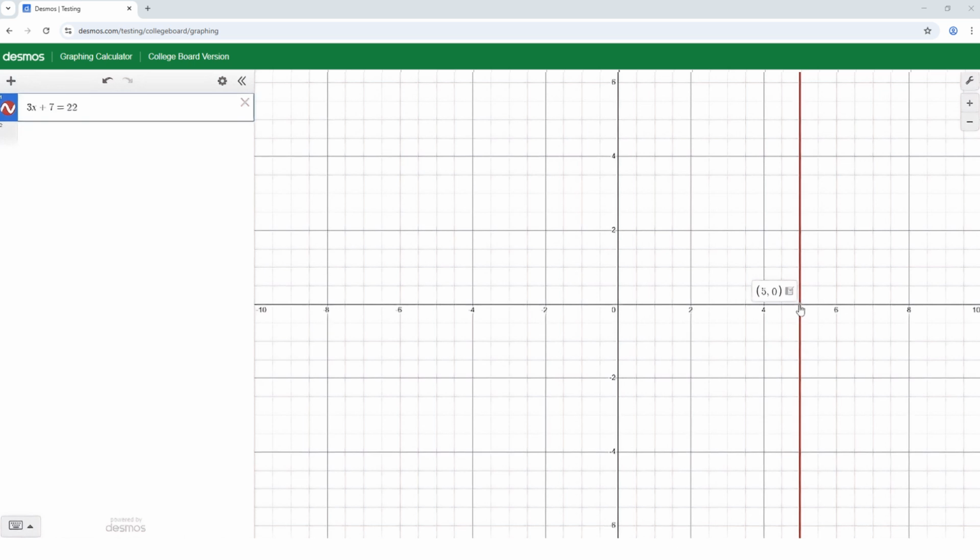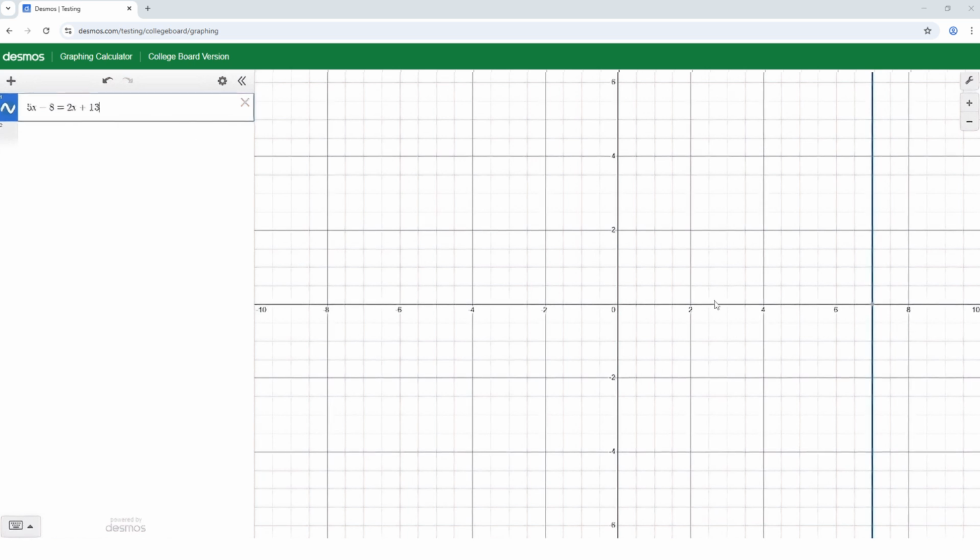Got it? Now let's solve the second problem. The problem was 5x minus 8 equals 2x plus 13. Let's put that on Desmos. As in the previous example, in our second example, we also just have to put the equation on Desmos. And if we move our cursor, we'll get our answer. It's as simple as that.